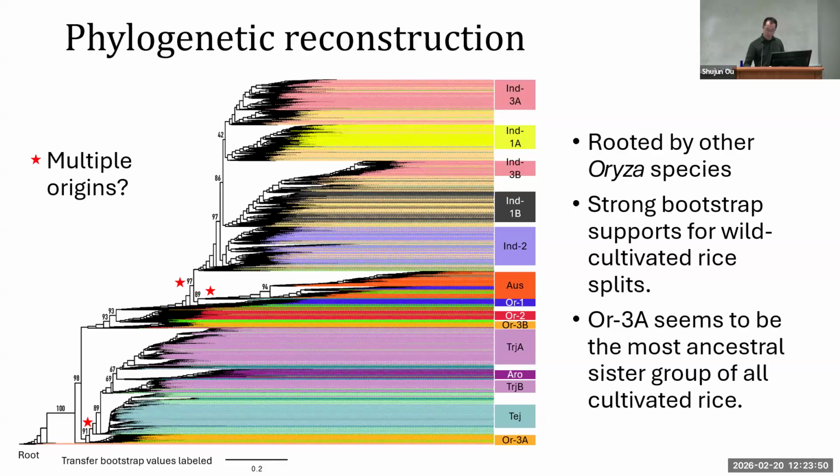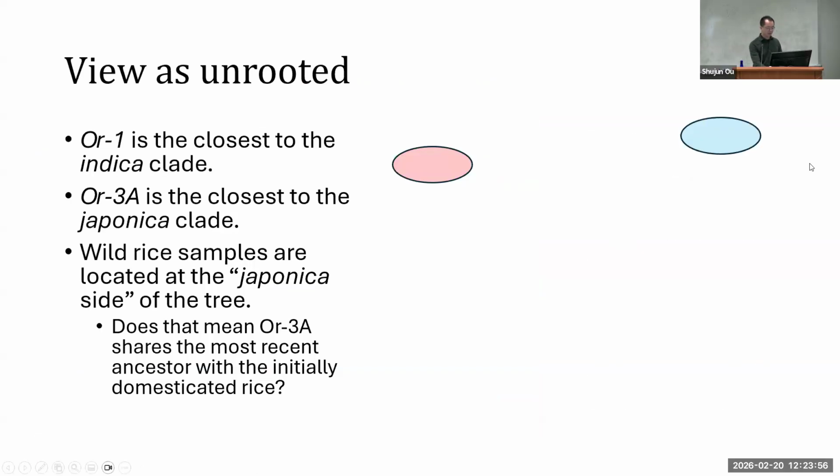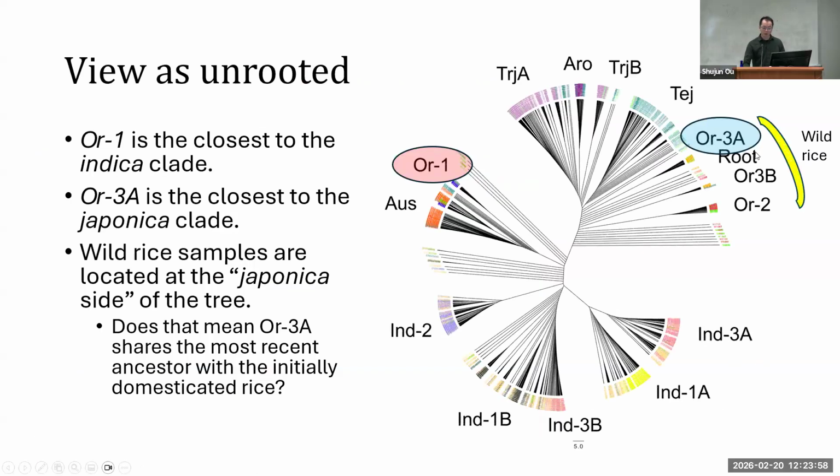So OR3A seems to be the most ancestral sister group of all cultivated rice, but let's put a question mark here. Let's view the tree in unrooted form. So this is OR3A, closest to japonica, OR1 closest to indica, and other wild rice here. So the wild rice samples are located at the japonica side of the tree. Does that mean OR3A shares the most recent ancestor with the initially domesticated rice?